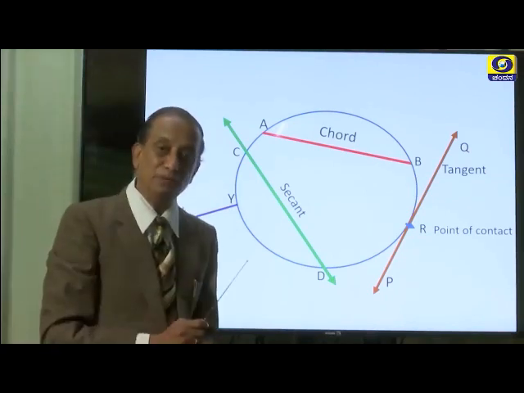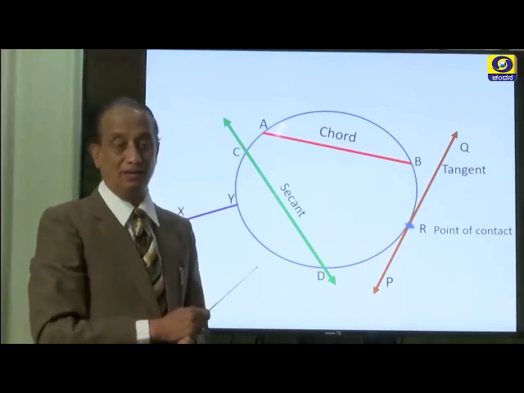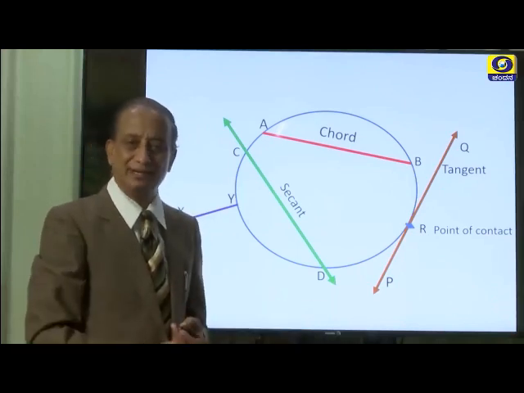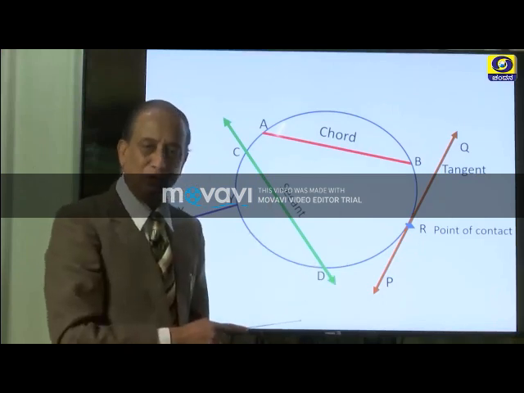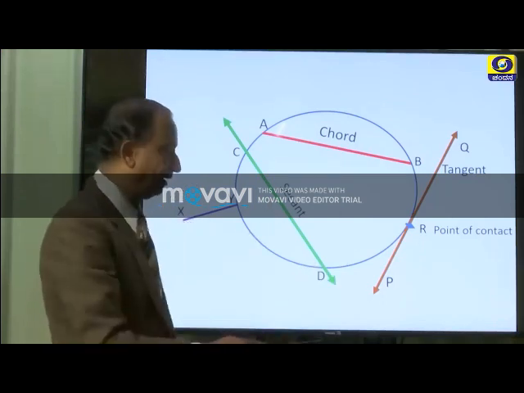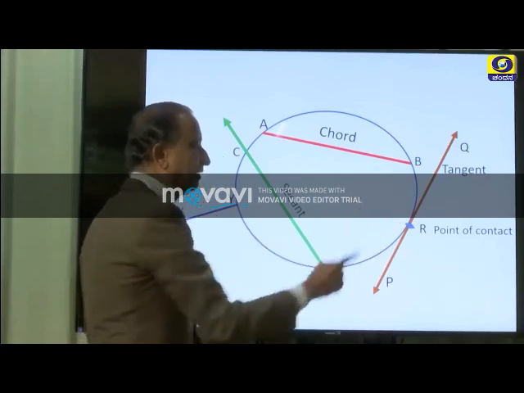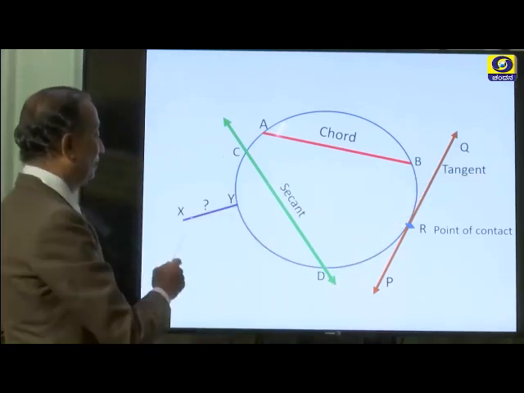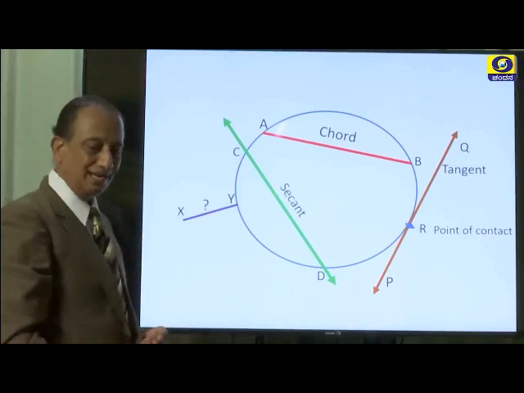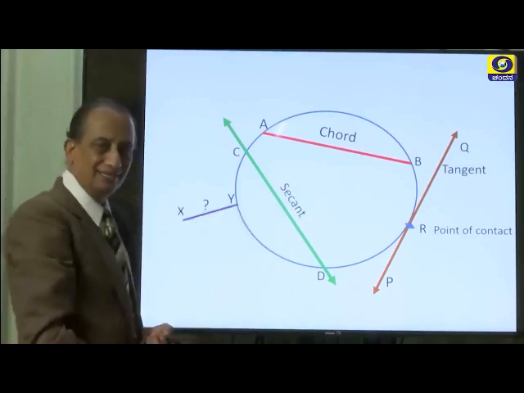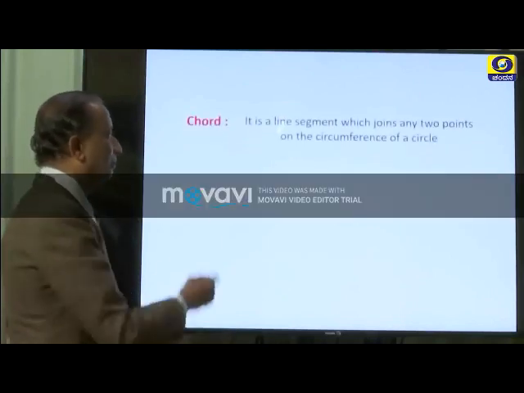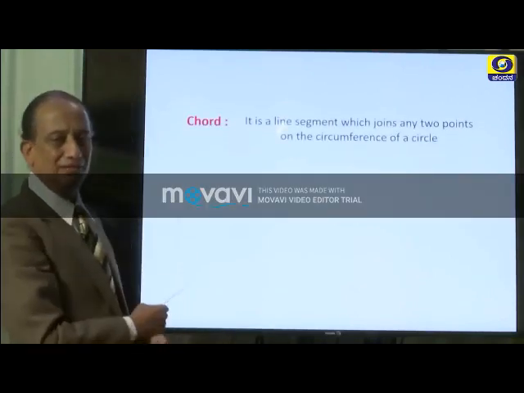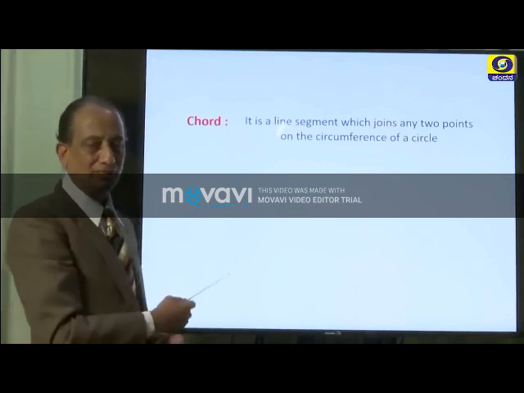So, tangent means a straight line which, however you extend it in either direction, should touch the circle at only one point, and such a straight line is called a tangent. This cannot be called a tangent, because when extended towards the right, it will intersect at one more point. So, here are the definitions for the 3 concepts.